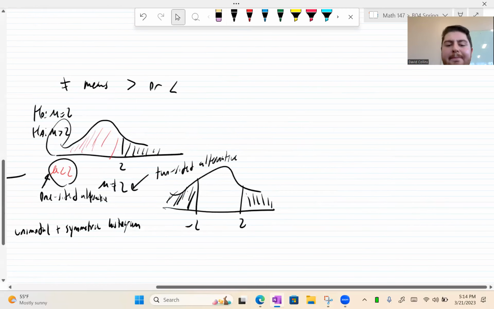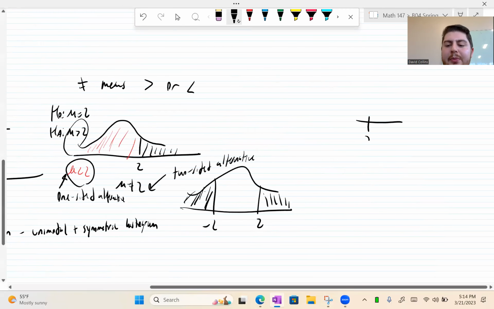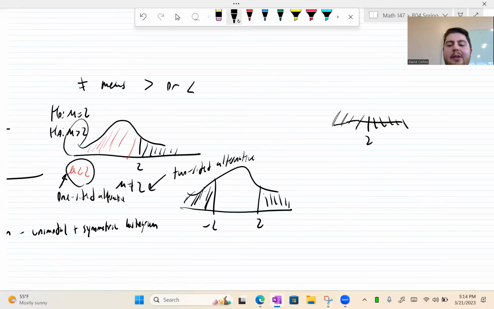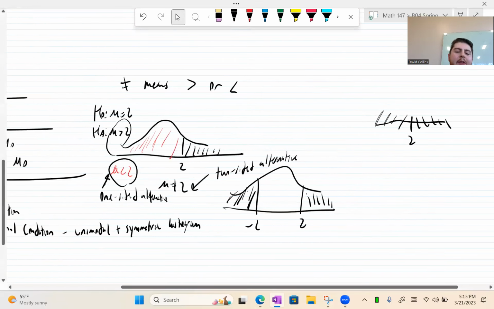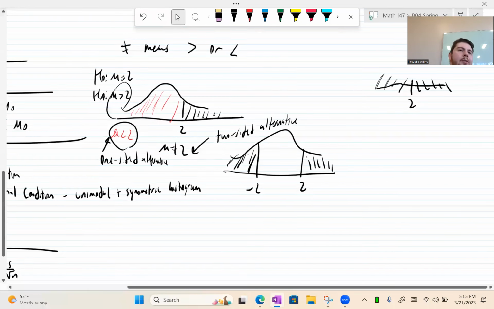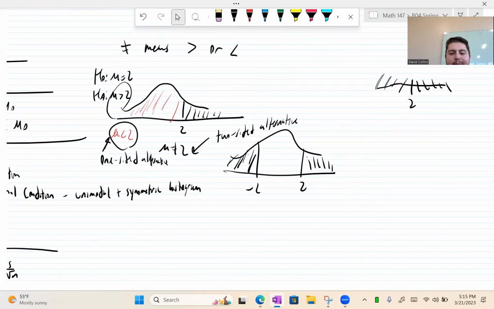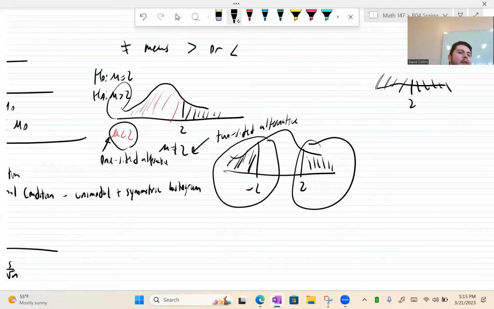If this is a number line, like 2, greater than means this, less than means this, not equals 2 means both, everything except that. But if we're looking at a t or normal curve, this is how you'd represent it. T is greater than positive 2 or less than negative 2. And since they're both symmetrical, this area equals this area. So you always find the one-sided p-value, and if it's two-sided, you just multiply by 2.